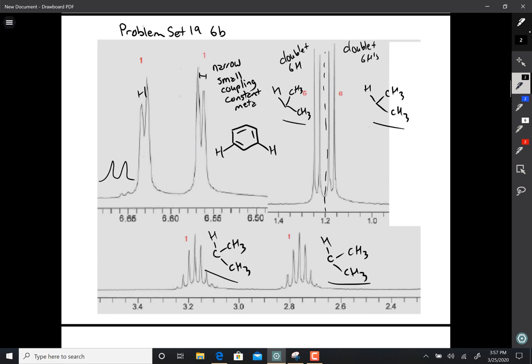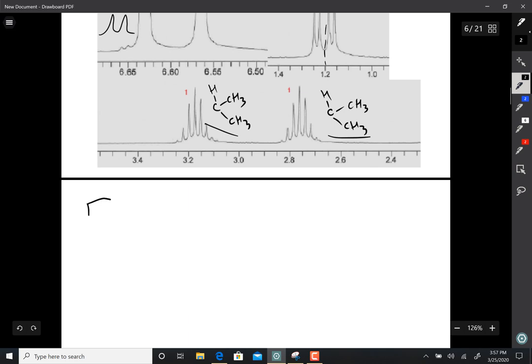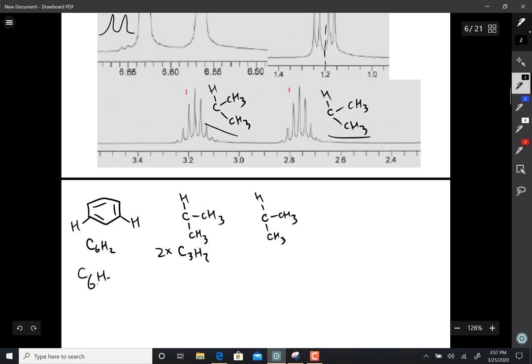And if we put what we know together, we have a C6H2 fragment. We have two CH3 fragments, two isopropyl groups, so that's C3H7. And we have two of those. So if we sum them up, C6H2, C6H14, we get C12H16.